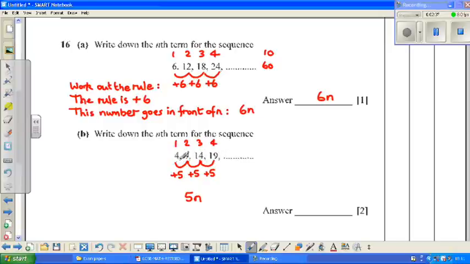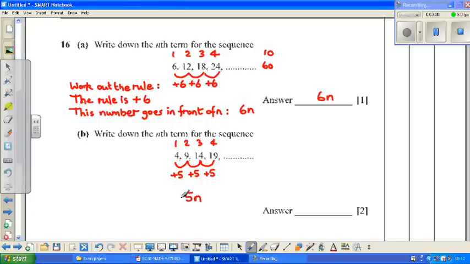So again, just to remind you, 4 is the first term, so that means n is equal to 1 because it's the first term. 9 is the second term, so n is equal to 2. 14 is the third term, so n is equal to 3. The term number is 3 for the third term, 14, and so on. To work out the rule, first, when you go from 4 to 9, that's add 5. When you go from 9 to 14, that's add 5. When you go from 14 to 19, that's add 5. So whatever that rule number is, that add 5, put it in front of the n, and we get 5n.